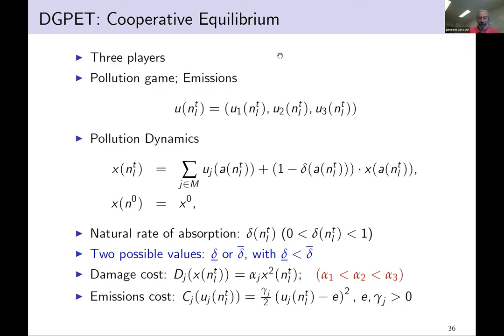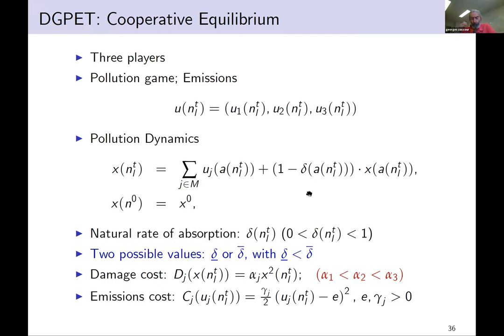Okay, so then let me illustrate what I have done here with a simple example. So this is the simplest possible example. You have three players, countries, and you have a pollution game. So at each node, each country is polluting a certain quantity, and this pollution is due to production processes. So we have a pollution dynamics. At each node, the level of accumulated pollution will be equal to the sum of what all players have polluted in the antecedent node, plus what remains from previous pollution. So this delta is called the natural rate of absorption. So this is what Mother Nature can capture of CO2, either by forest or oceans. So what remains in the atmosphere is 1 minus this delta.